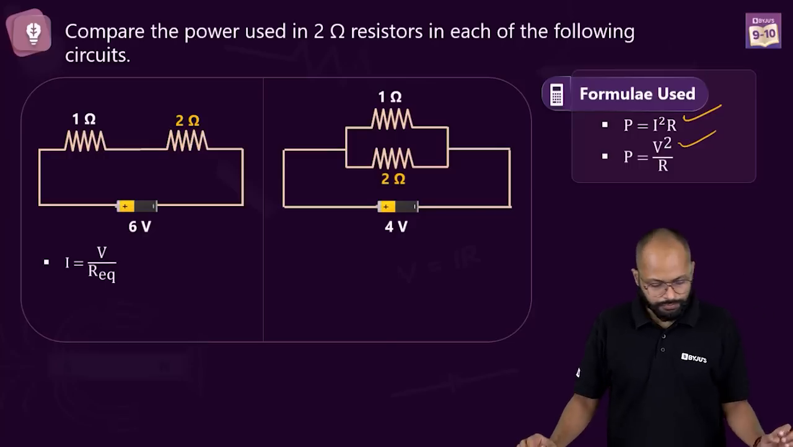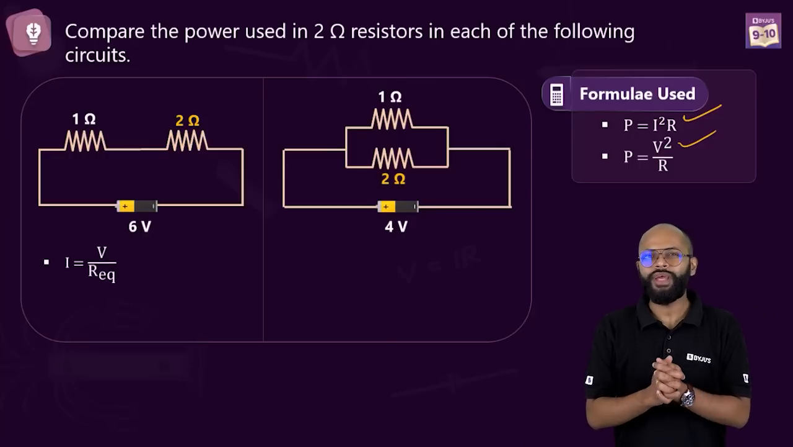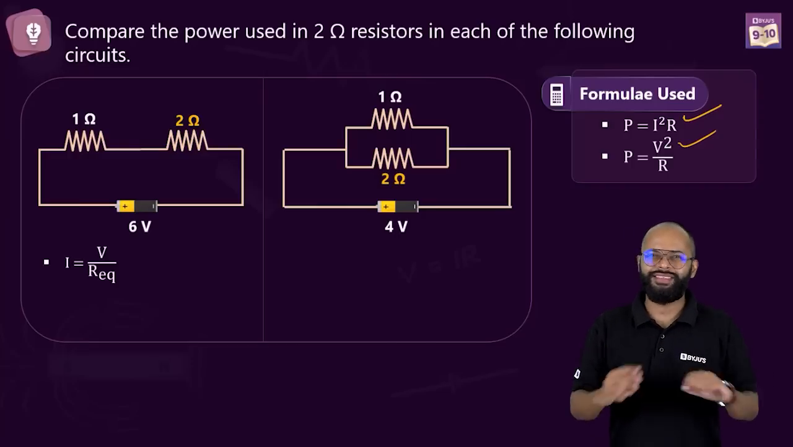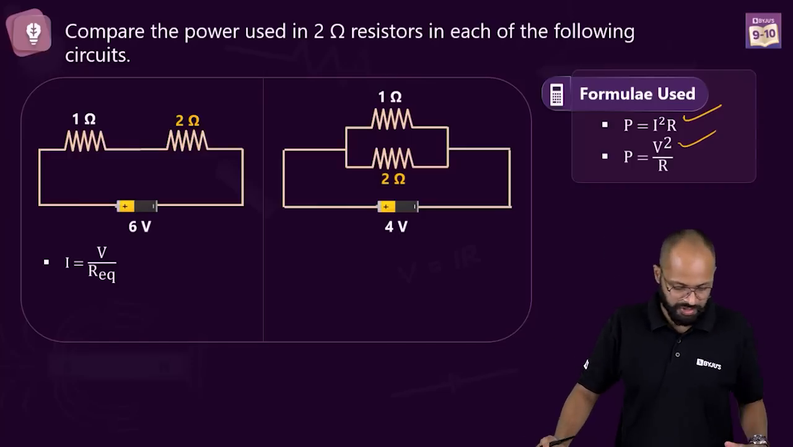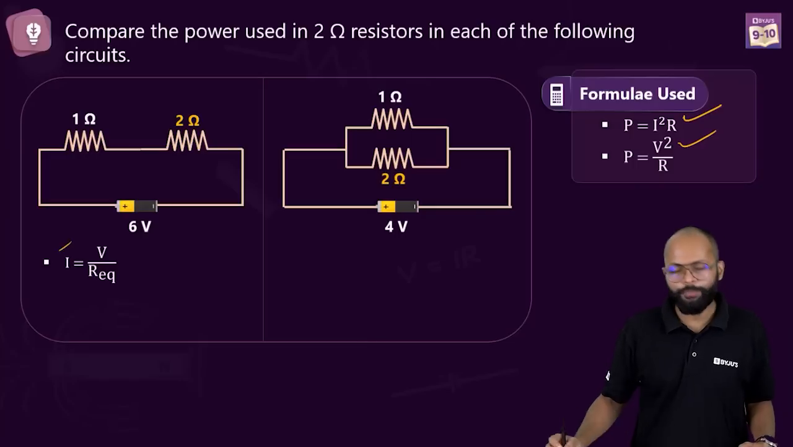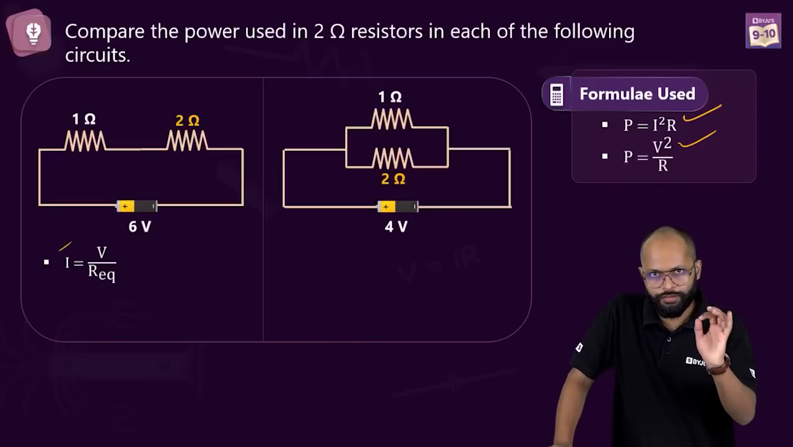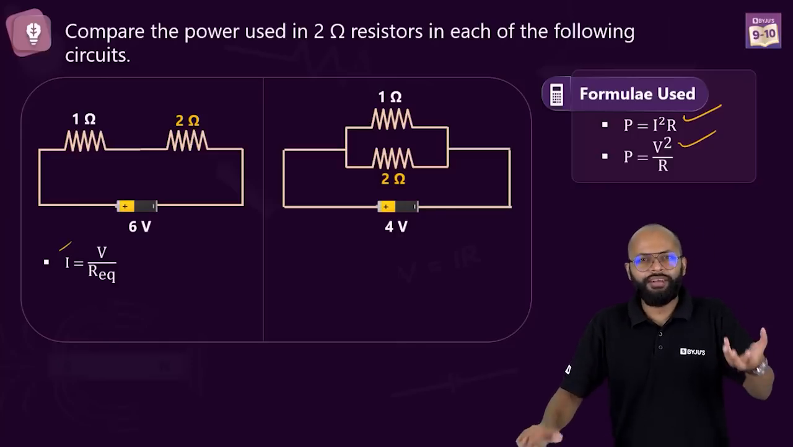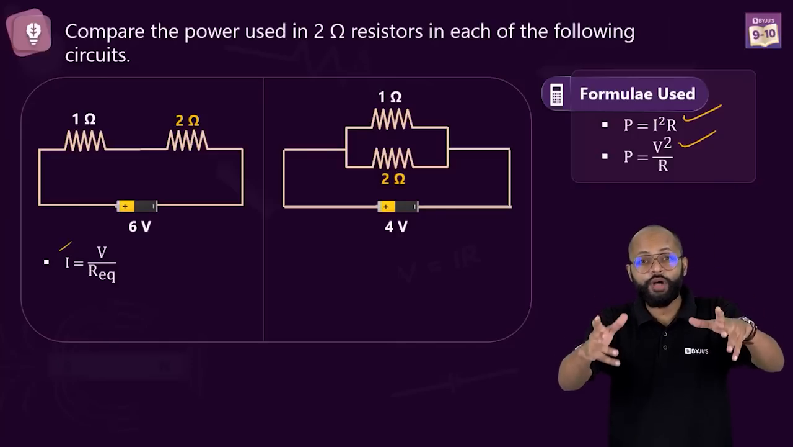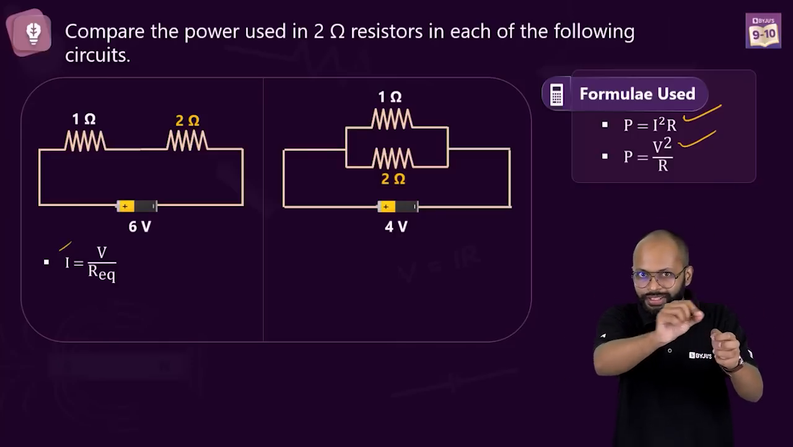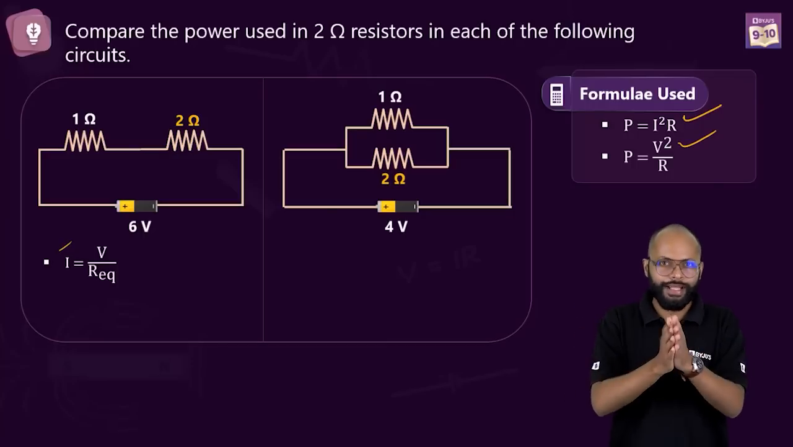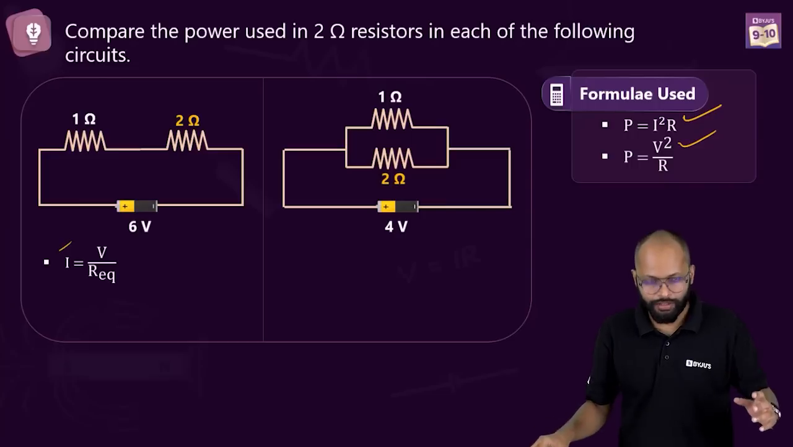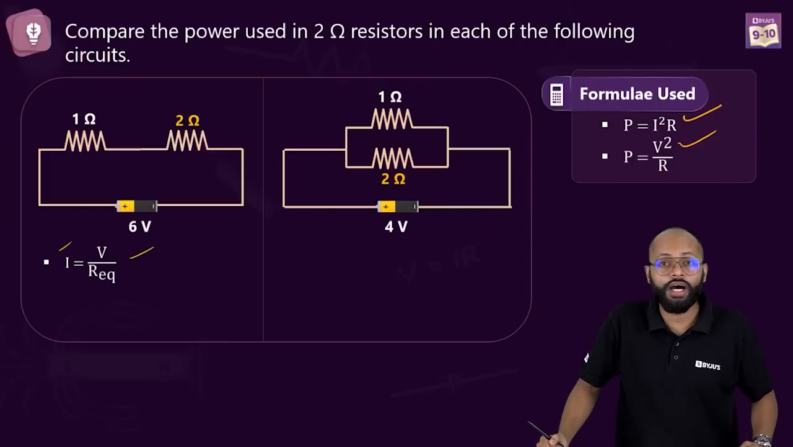So let's see. In the first question, look for I square RT. Why, sir? Okay, okay, it's okay, I'll tell you. I equals V upon R equivalent. In series, what is common for both? It doesn't matter what the two resistances are. What remains common is the current. It flows the same for both. That's why you have one common thing. Why not exploit that common thing, the current? So I equals V upon R equivalent.